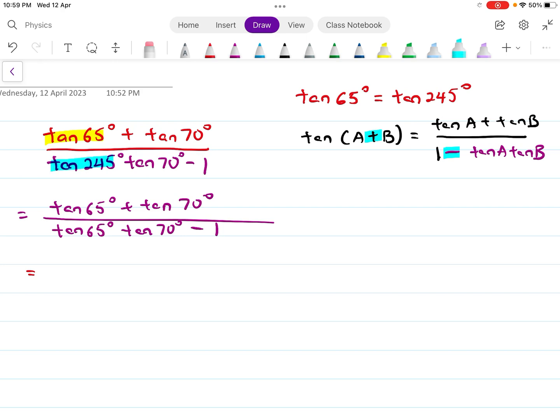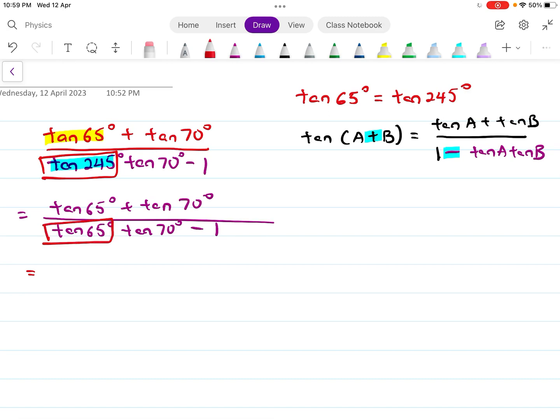If you don't believe, you can press the calculator. Tan 65 will give you something like 2.144. Then you press tan 245, right? You should also get 2.144. So you just need to change this thing into tan 65 degree.